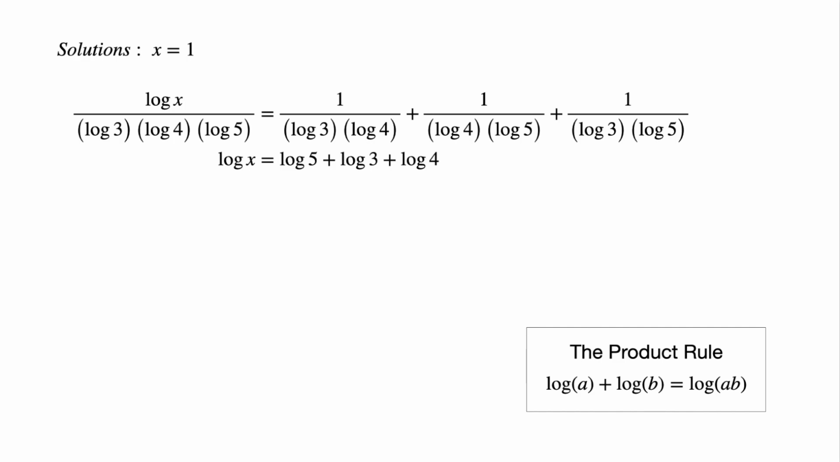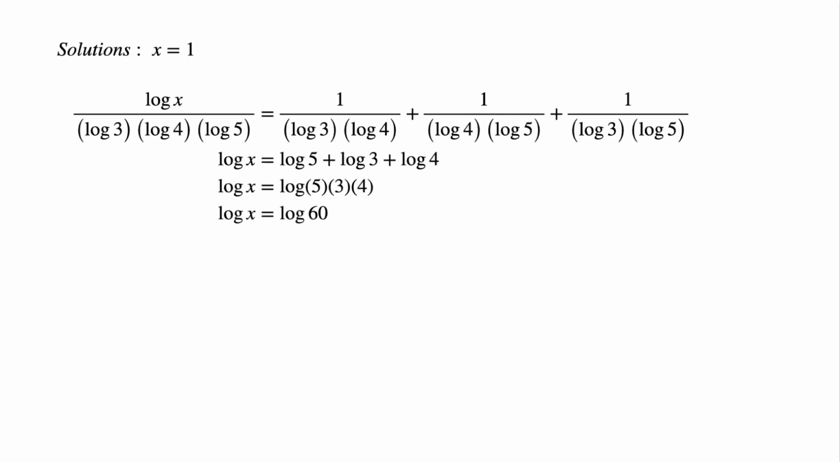Now to solve it further, we use something called the product rule. It basically says that log a plus log b is equal to log a times b. Since this part is the addition of logs, we can multiply everything inside, which is 5, 3, and 4, and get this. So now we know that x is equal to 60.